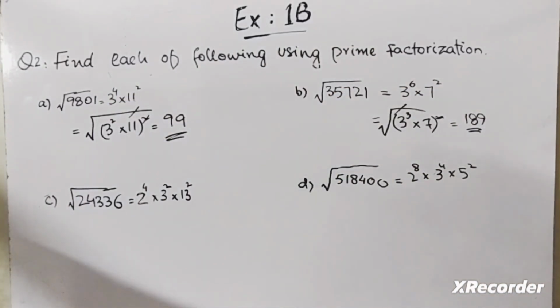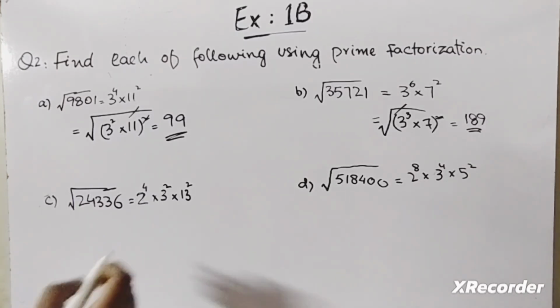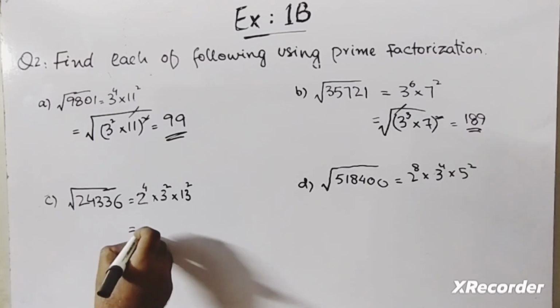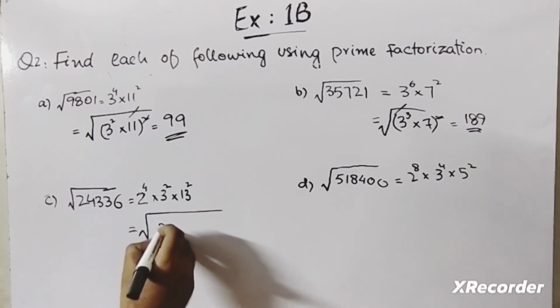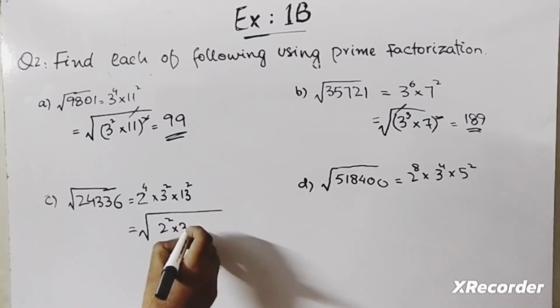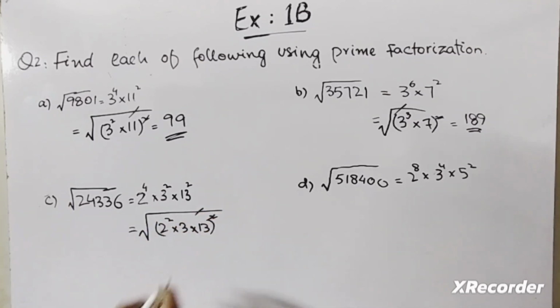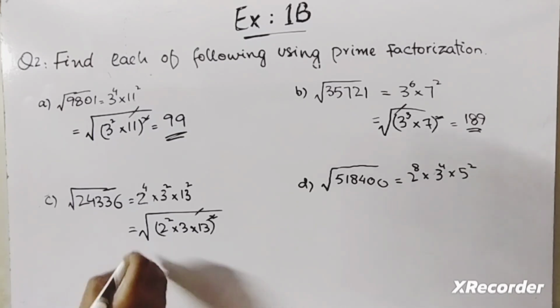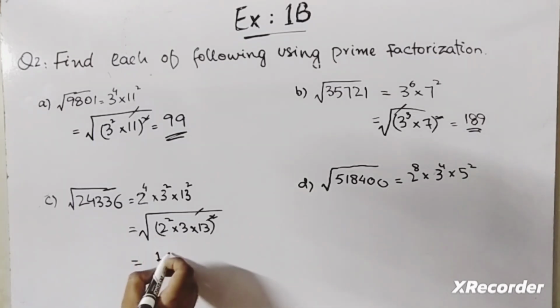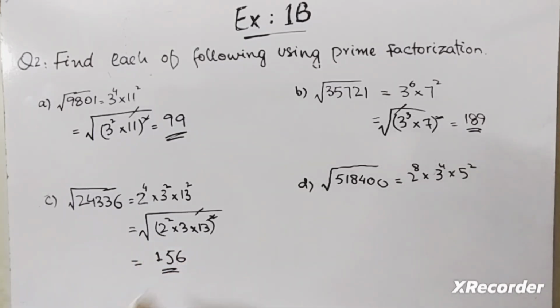Similarly, part C, square root of 24336 has a prime factorization of 2 power 4 into 3 square into 13 square. So we can write a square root sign, 2 square into 3 into 13, put a bracket and put a square on it, so we can cut the square root with the square. So by solving this, we get 156. That is our required answer.